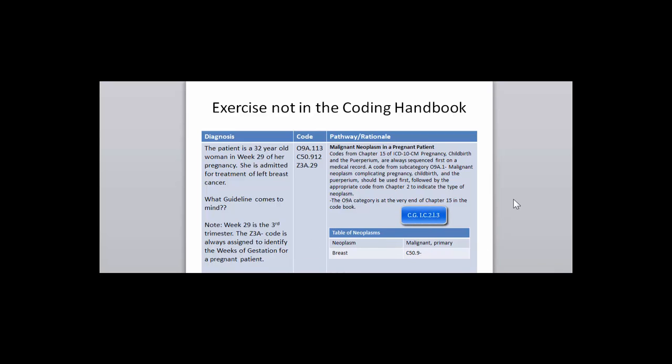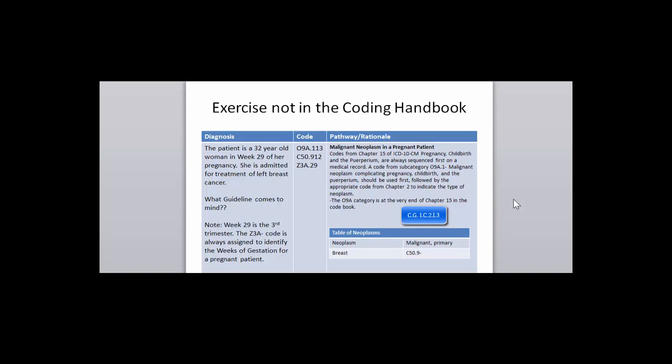Here's another example that is not in the code book, and it's a pregnant patient. I'm not going to get into this too deeply because to me the coding of pregnancy and pregnancy-related conditions is one of the more difficult chapters in the ICD-10-CM code book. So we're not going to spend a whole lot of time on it, but I just wanted to make you aware that there is a very specific guideline that relates to a pregnant patient having the malignant neoplasm.